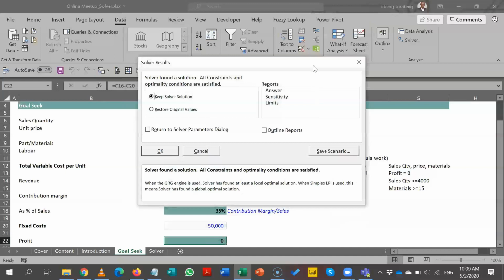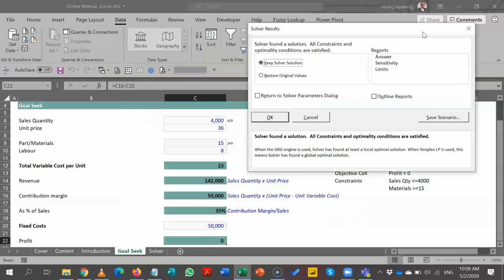And let's see what we have. So solver now gives us a solution. It found a solution. If it didn't, it will say it didn't find a solution. All constraints are satisfied. Now let's look at what it did. It replaced this with 4,000. It changed the materials to 15. And then it is saying that in order to break even, we should be charging 36 from our original 20-something. Okay, so that is the solution that it gave us.